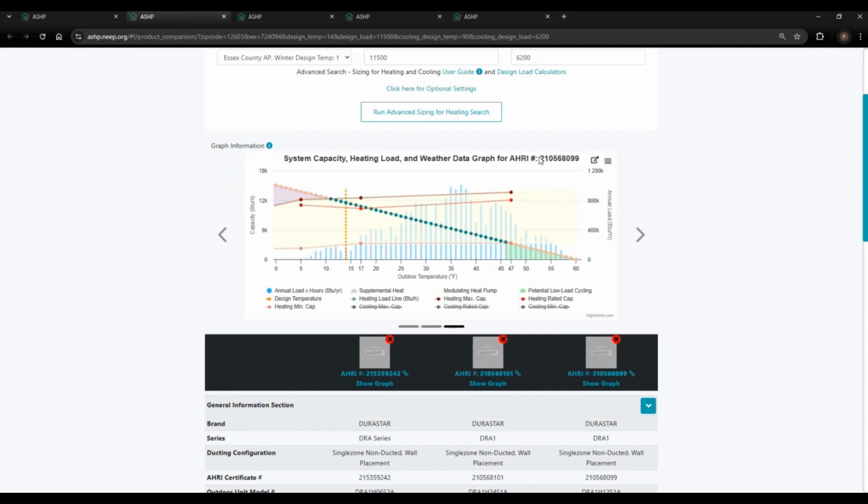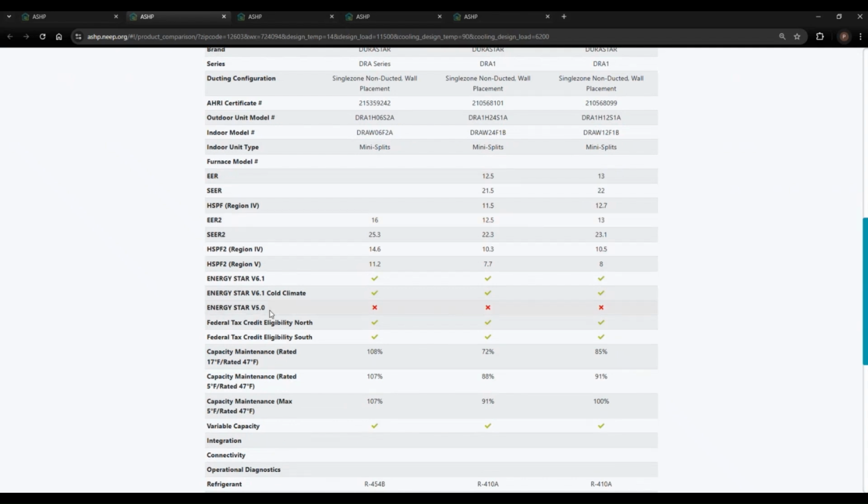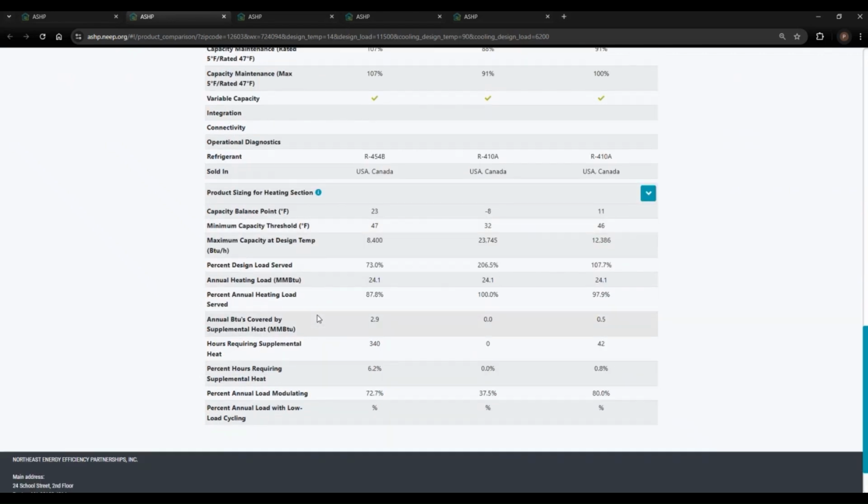We can use this AHRI number to match the piece of equipment below. This AHRI number ends in 099, which matches the piece of equipment on the right. If we scroll down to analyze further, we can compare efficiencies, Energy Star certification and tax credit eligibility, as well as product sizing for heating information.